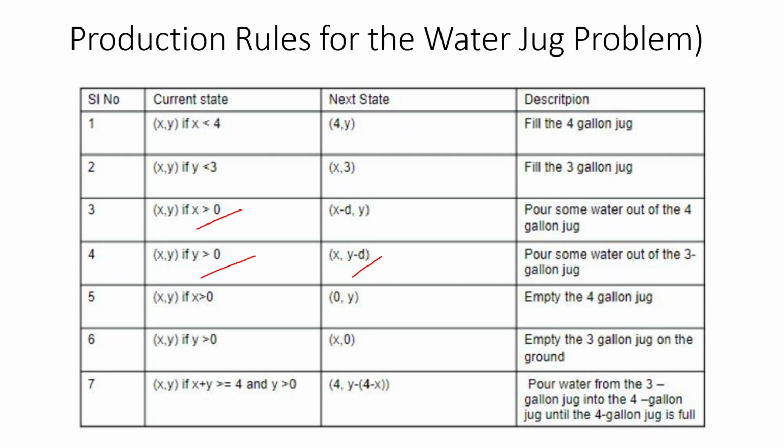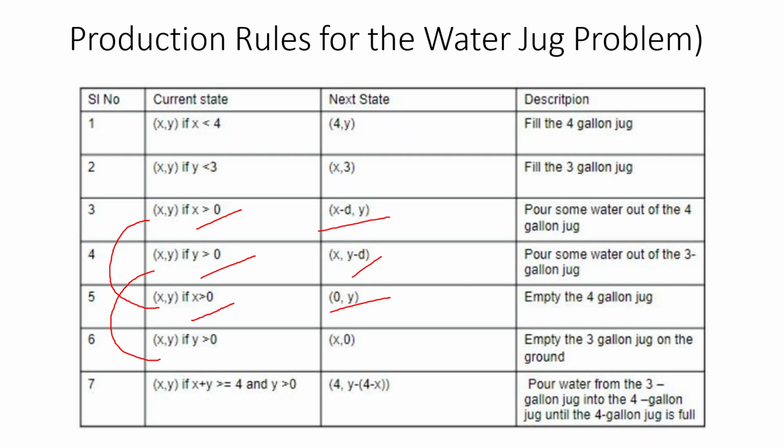Then the fifth rule is to empty the 4 gallon jug. So if x is greater than 0, the condition is the same, but here we are emptying the first jug. In the third rule we are not emptying, we are pouring some water out of the 4 gallon jug. And then the sixth rule is similar to the fourth one. Here if y is greater than 0, we can empty the 3 gallon jug. That means pour all the water from jug B on the ground.